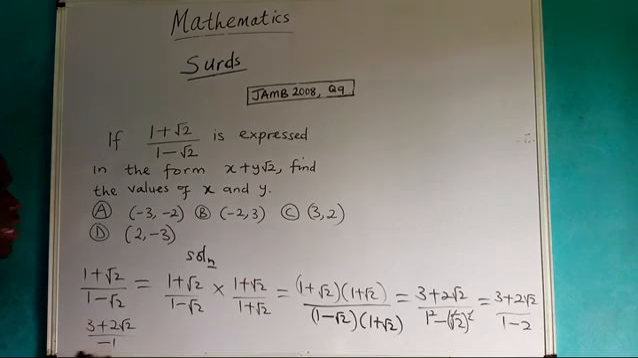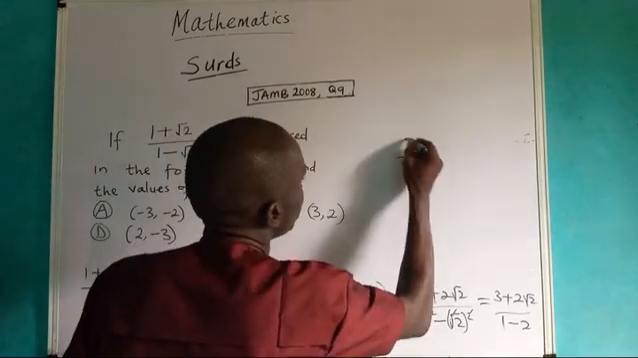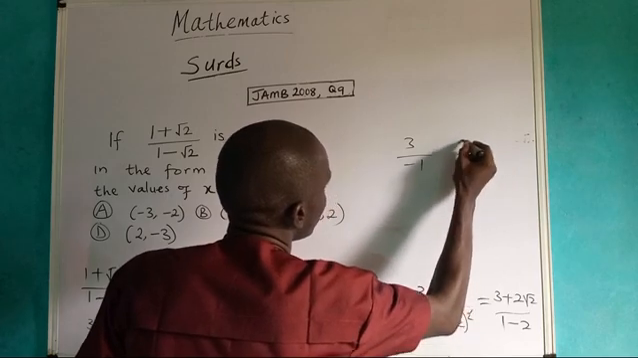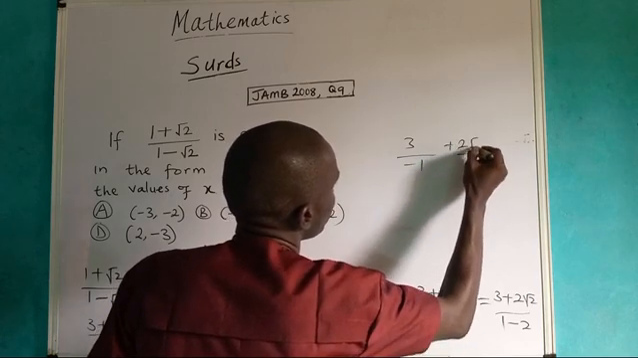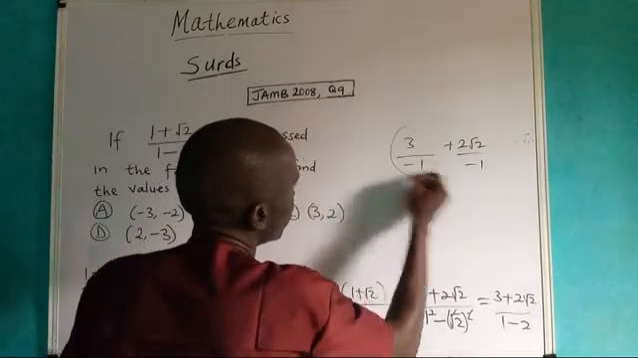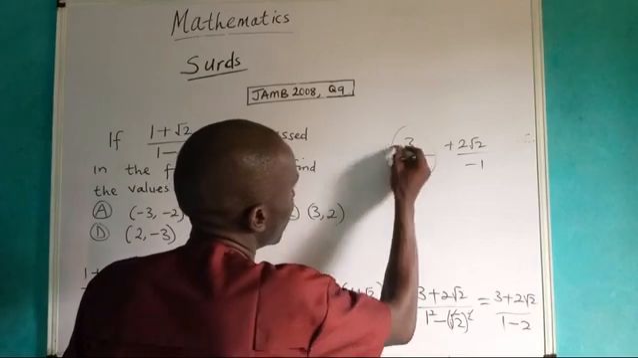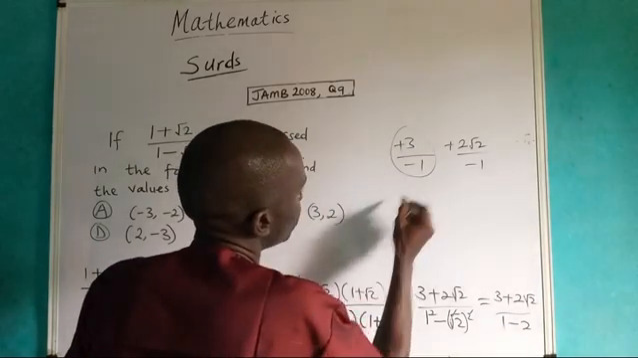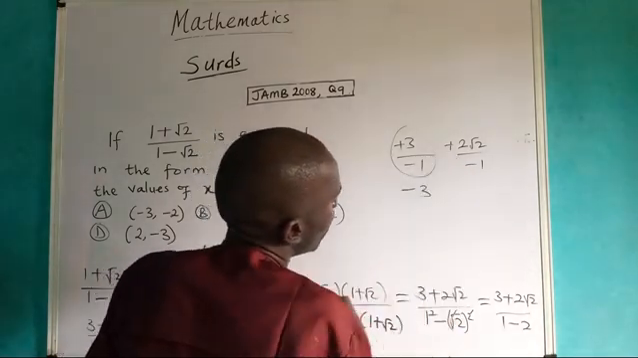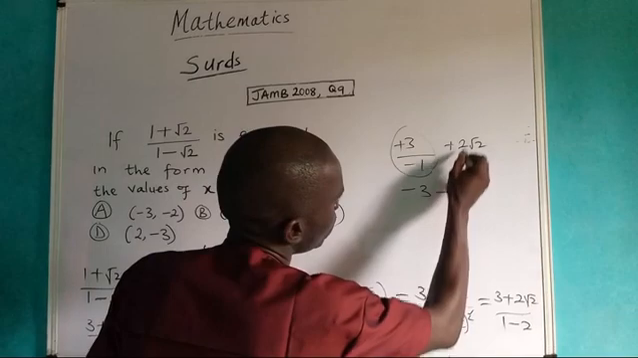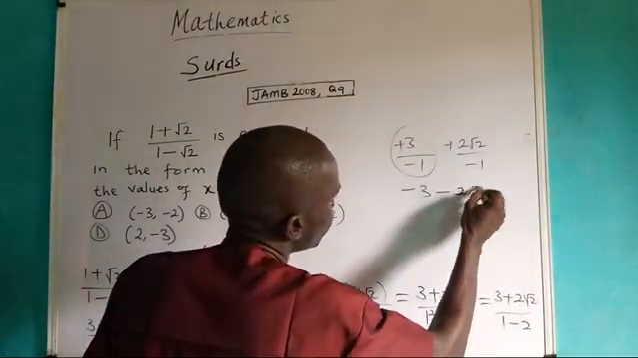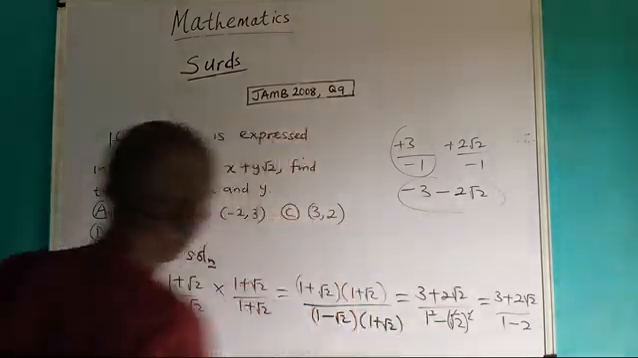Okay, this one simply means that minus 1 carries 3, and also minus 1 carries plus 2 root 2. That is what it means here. For the one of 3, we have it as plus 3. Plus divide minus is minus. 3 divide 1, I will have 3. Plus divide minus, I will also have minus. 2 root 2 divide 1, I will have 2 root 2. This one will be my final result there.